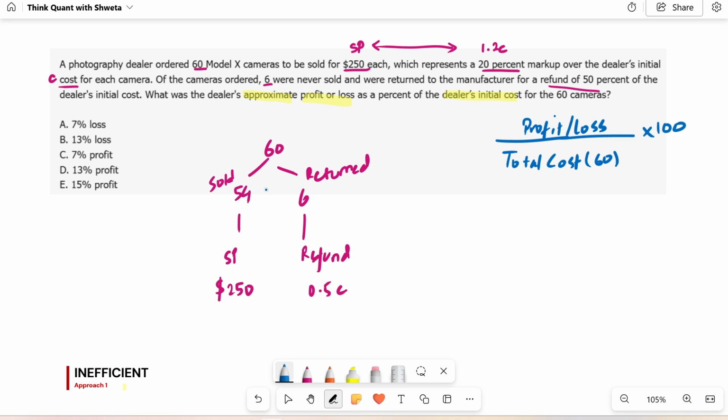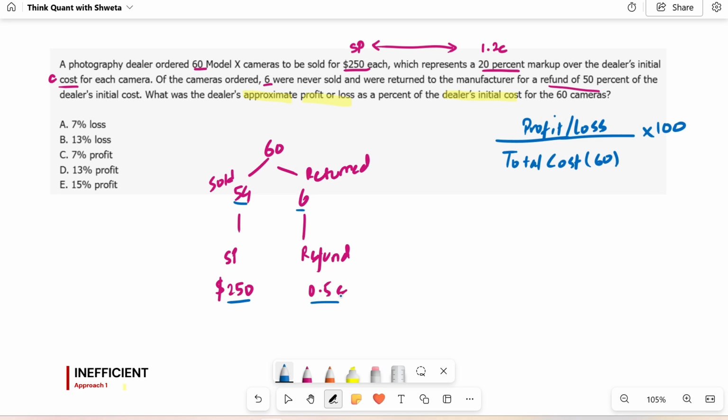And then everyone would start to try to find the profit or the loss, for which you need to know the total revenue, the total cost, and then you get the difference between those. To be able to find the total revenue, you will need to multiply this 250 with 54. And of course, you're also getting some money back here. You can reduce it from your cost, or you can think of this as a part of your revenue.